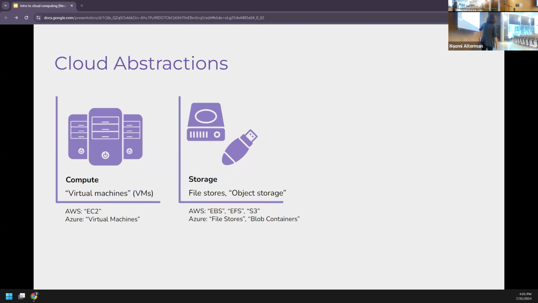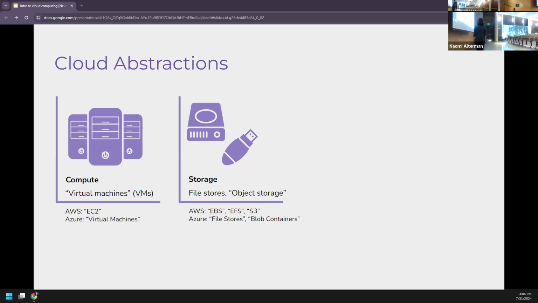The most common one, or not the most common, the one that's most familiar to us would be called file stores, which is similar to the way your Google Drive is organized. There are folders with files in them, and you can delete files and move files around. There's also something called object storage, and we're going to get into detail about what object storage is in just a moment. But this is a more cost-effective way of storing data.